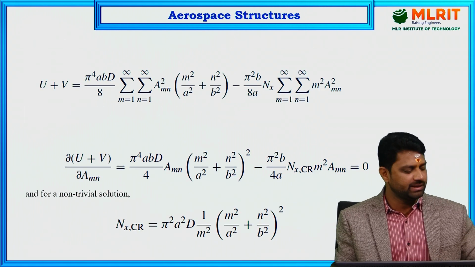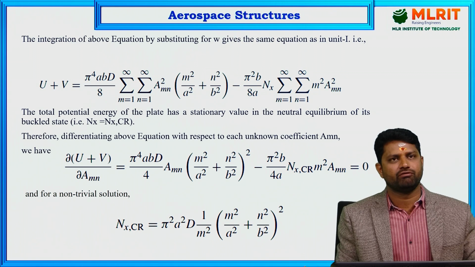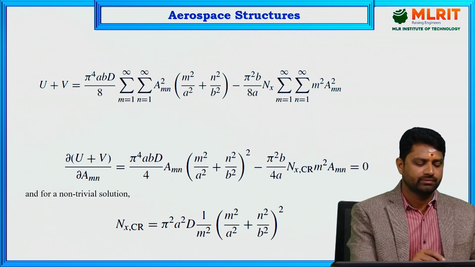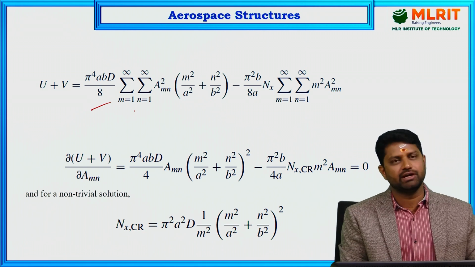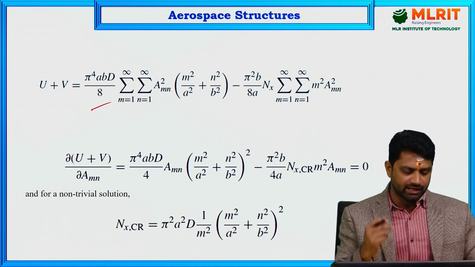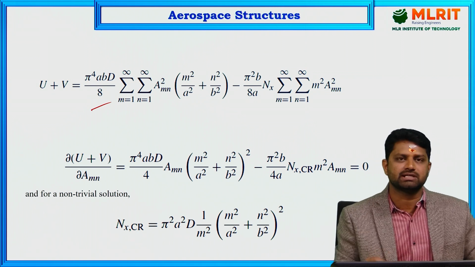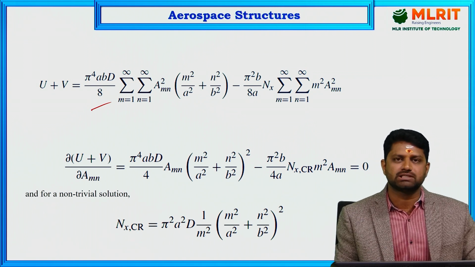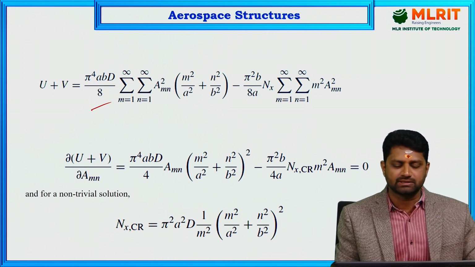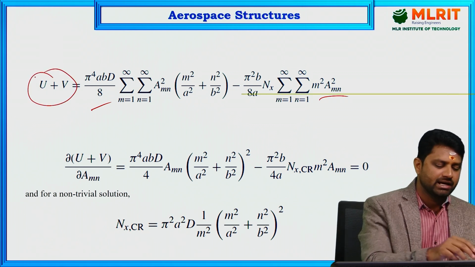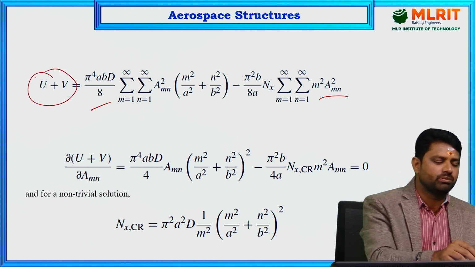So u plus v equals pi power 4 ab by ab into D by 8 summation m equals 1 to infinity, summation n equals 1 to infinity, a square mn, m square by a square plus n square by b square, minus pi square b by 8a into Nx, summation m equals 1 to infinity, summation n equals 1 to infinity, m square into a square mn. So this is u plus v, the total potential energy.